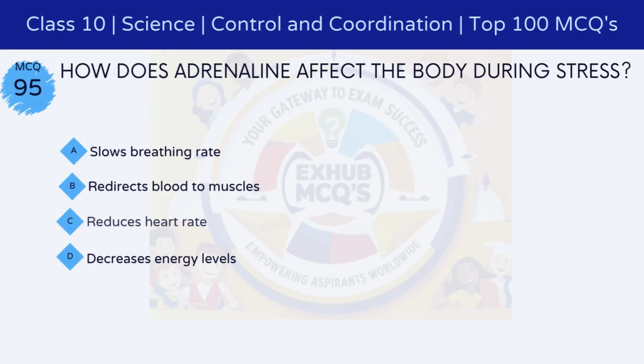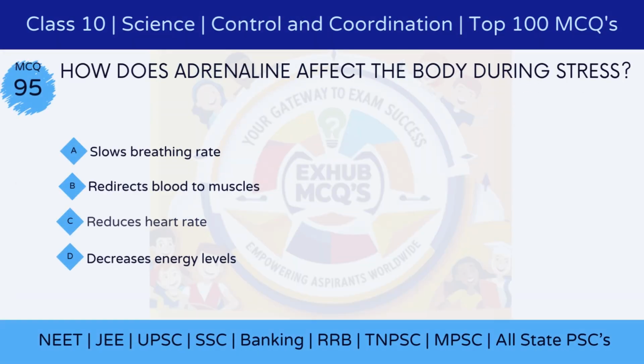MCQ 95. How does adrenaline affect the body during stress? Option A, slows breathing rate. Option B, redirects blood to muscles. Option C, reduces heart rate. Option D, decreases energy levels.